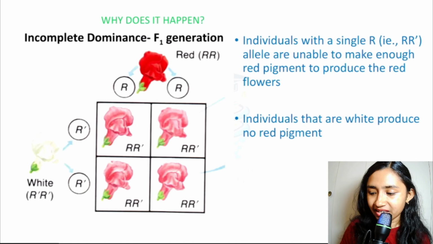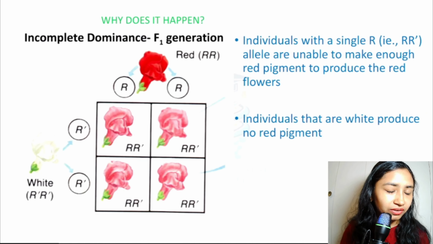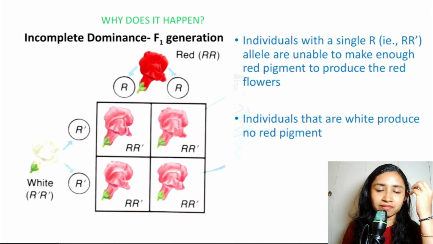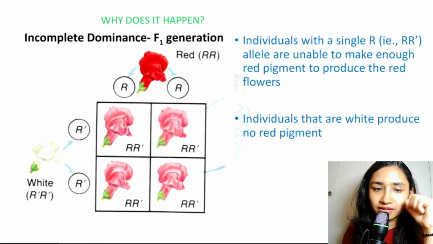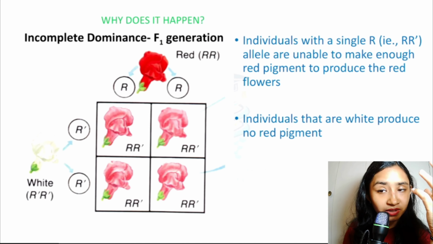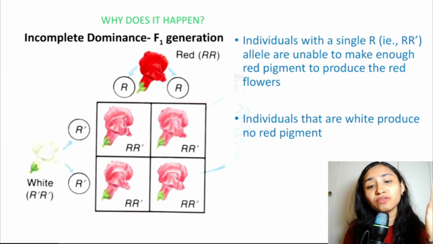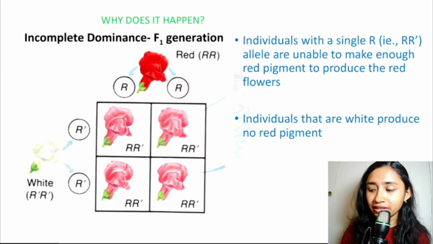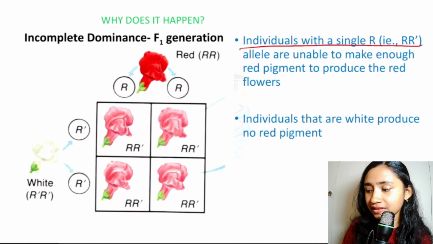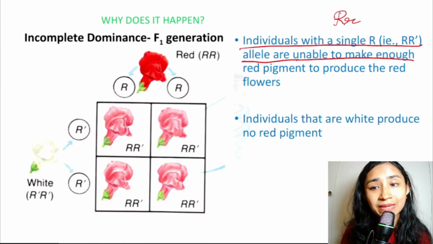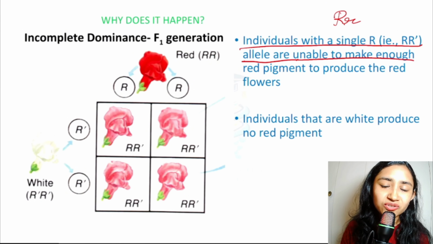Okay. Now, why does it happen? Now the question arises. We have already read that capital R is the dominant allele. It can produce the red color, and when it is combined with the small r, the capital R is dominant. It will mask the expression of the small r. But why is this not the case in here? What happens is that in individuals with a single capital R and a small r, the single capital R is not able to make enough red pigment to produce the red flowers.